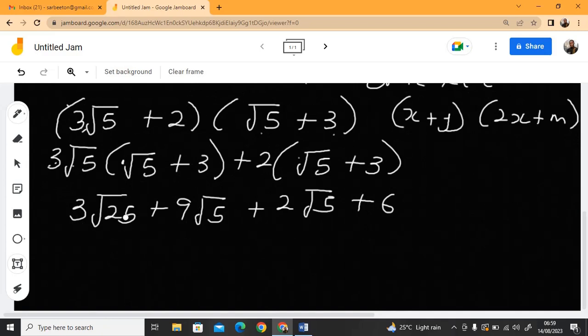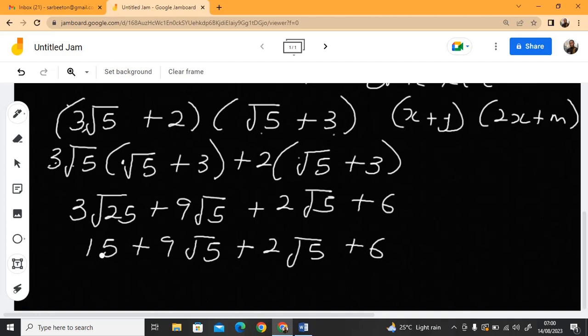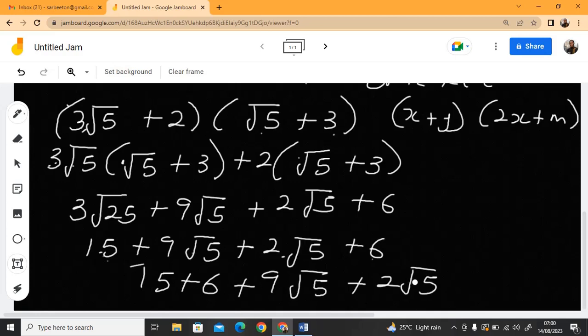So when you continue with this, what do we have now? You know that root 25 is 5, right? 5 times 3 will give us 15. Plus 9 root 5 plus 2 root 5 plus 6. When you check this, I told you earlier that unless they have the same surd, that's when you can add. You can't add this and this together, neither can you add this and this together. So I will collect like terms. So these are numbers, so I can use 15 plus 6, because this and this have the same surd, so I can add them. 9 root 5 plus 2 root 5. Just bringing this down, so there's no more space. Just allow me to write it here.